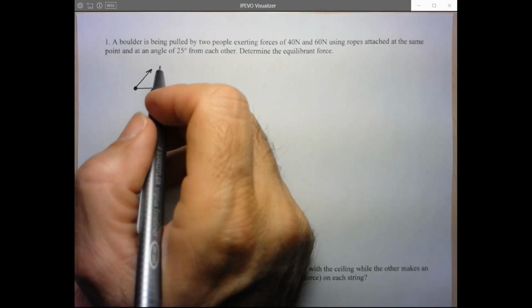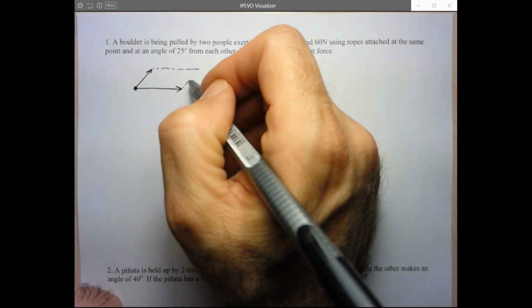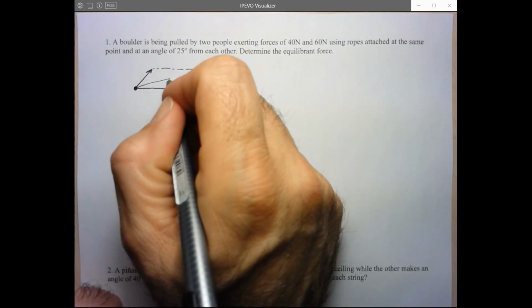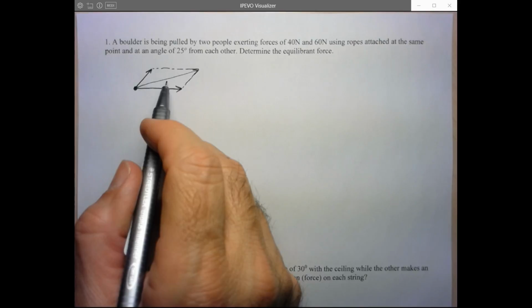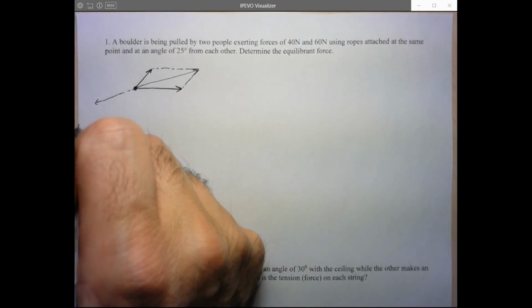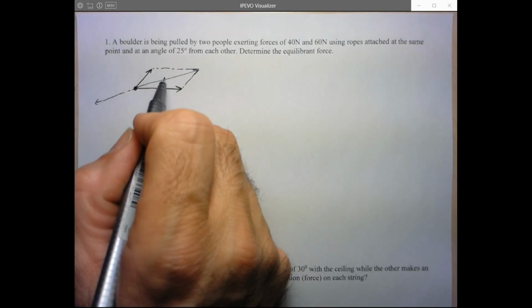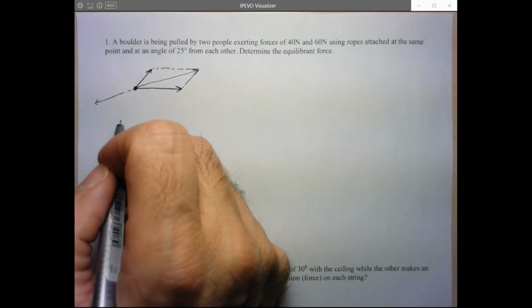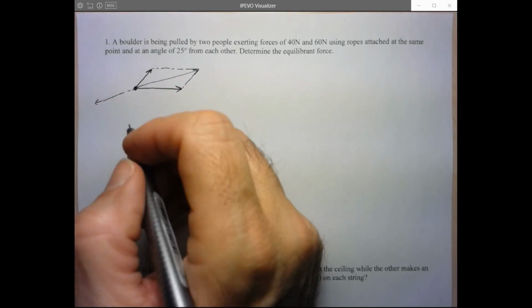All right, so if we add up the total or the resultant vector that's acting on this boulder, we know that it's going to be this vector here, but this is not the vector we're looking for. We're looking for the vector that's equal and opposite to that one there. Okay, that's the equilibrium force. What's the force that's going to counteract the ones that are acting on the boulder? All right, so let's go ahead and solve this here.